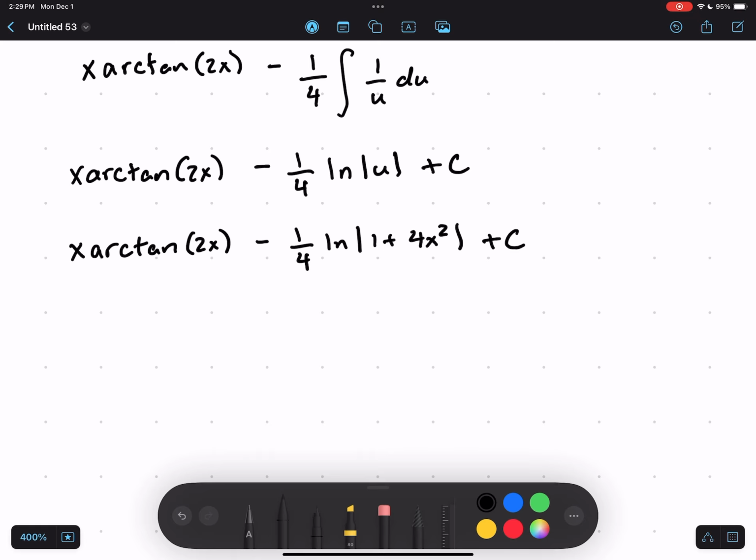And of course, it's important to note that in a question like this, we end up with absolute values around our ln item because we integrated.